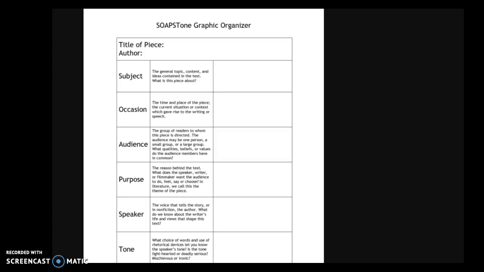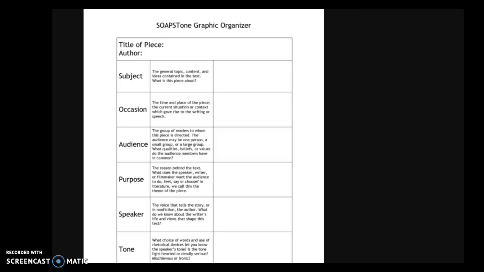So why, the reason behind the text, not just kind of building off that occasion, but what does the author want the reader to feel or understand or know or change? So we're kind of looking at that, the why.